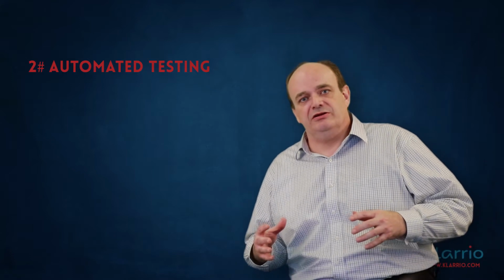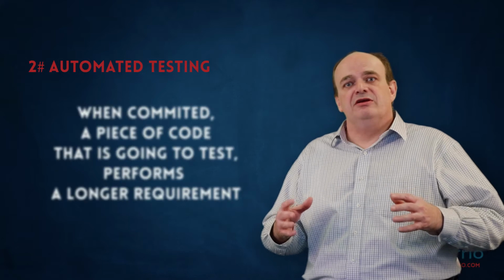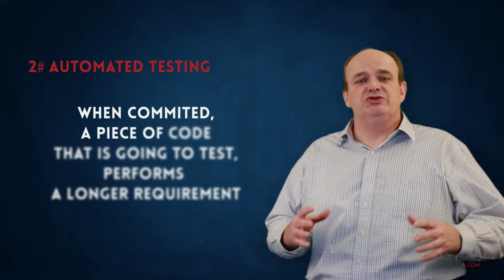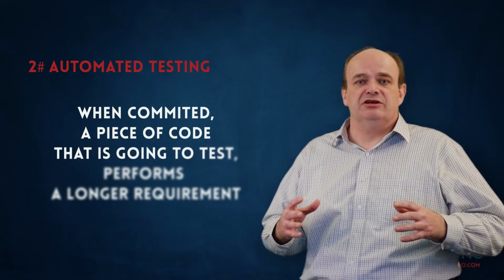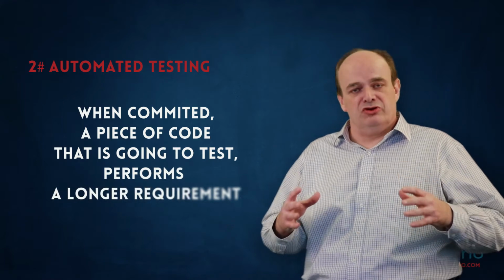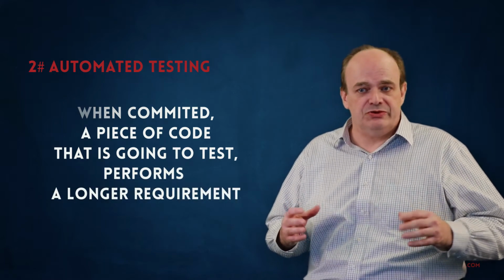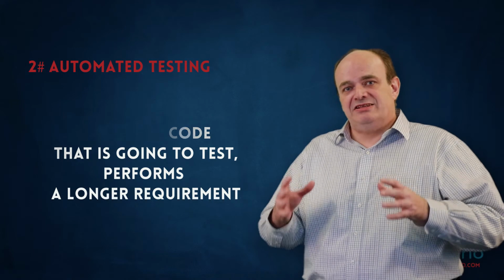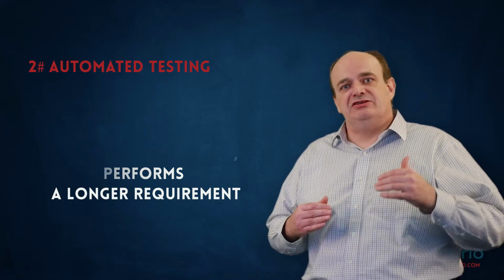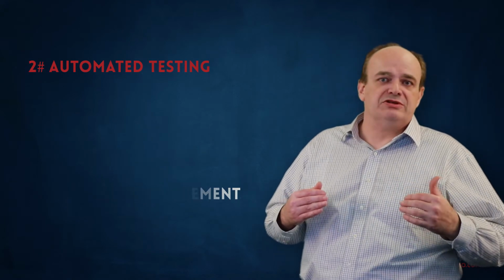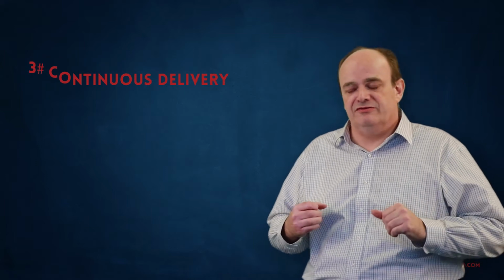The first thing is automated testing. Automated testing is a very important part of this entire idea. It actually means that when I write my code and I commit it, there's also a piece of code that is going to test that it actually performs along the requirements that I've set for this code. Once that is done, this can serve as a gate for later steps. And one of those later steps is continuous delivery.